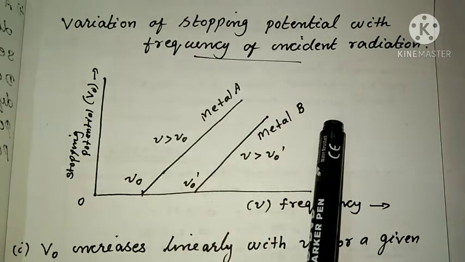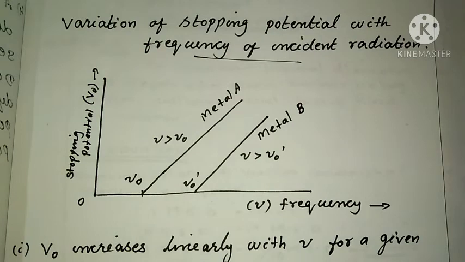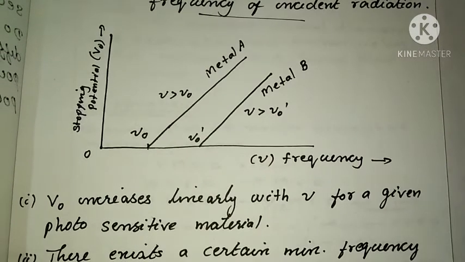In the last class we studied that when the frequency increases, the stopping potential also increases, which means that when the frequency of the incident radiation increases, the energy of that incident radiation increases. So we have to give more potential to stop the electrons. So we can say that the stopping potential and the frequency of incident radiation are directly proportional to each other. When you plot a graph between these two, we get a straight line like this.